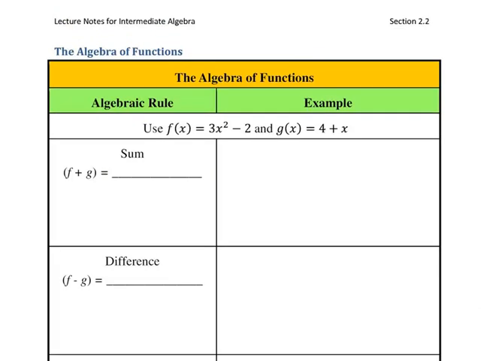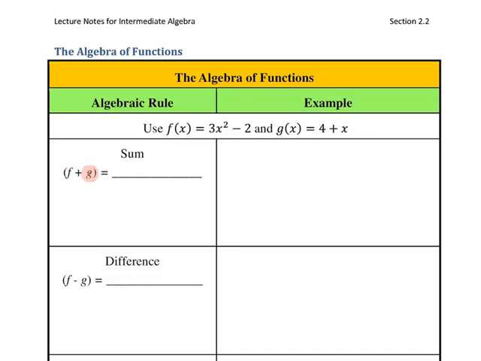Now let's talk about the algebra of functions. This is where we're going to talk about how we add, subtract, multiply, and divide functions. And really, it's pretty obvious what we're going to do here. If I say, let's find the sum of two functions, I've given an example up here. We've got f of x is 3x squared minus 2, and g of x is 4 plus x. So what does the sum function mean?